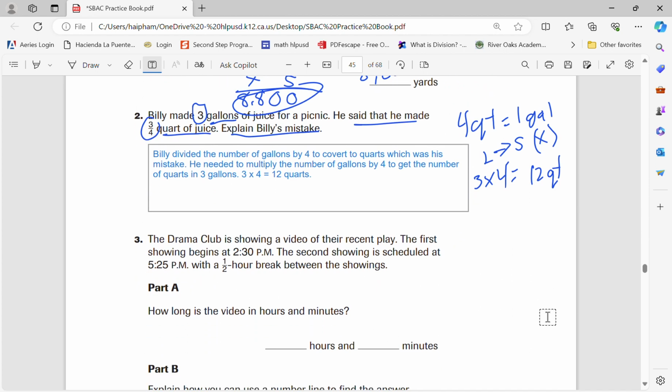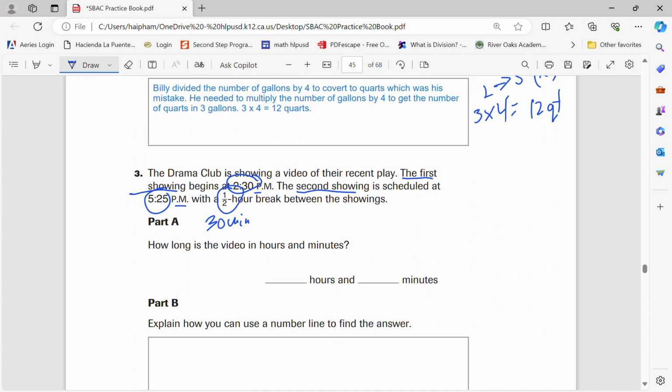Moving on to number 3. The drama club is showing a video of their recent play. The first showing begins at 2:30 p.m. The second showing is scheduled at 5:25 p.m. with a half an hour break between the shows. Now, half an hour is equivalent to 30 minutes. Let's just keep note of that. Part A. How long is the video in hours and minutes?